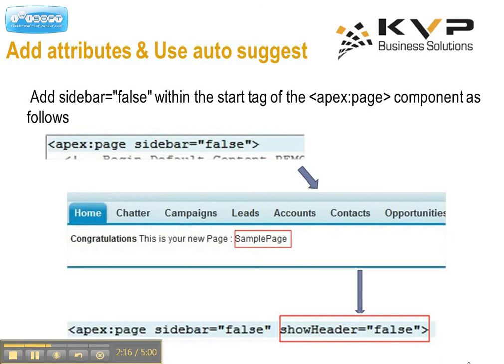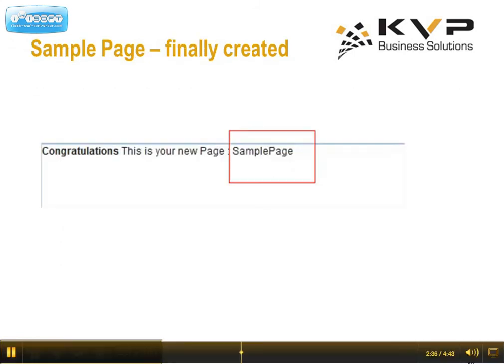Position your cursor just after the final quotation mark and hit the spacebar. A helpful list of attributes pops up that are valid for the apex:page component. Choose the showHeader attribute, which is automatically added to your page, and you now need to supply a value for the attribute. Add false. Your complete first line should look like this. After having the attribute showHeader equal to false, your page looks like this.